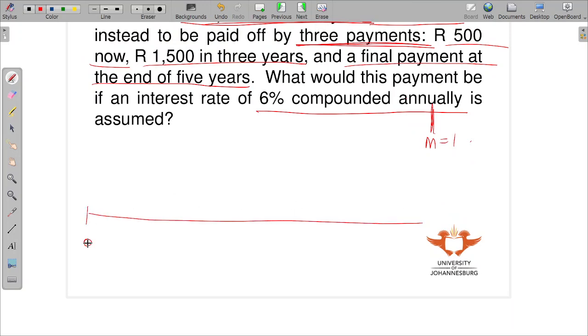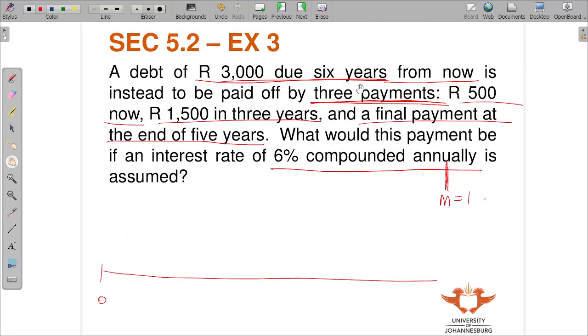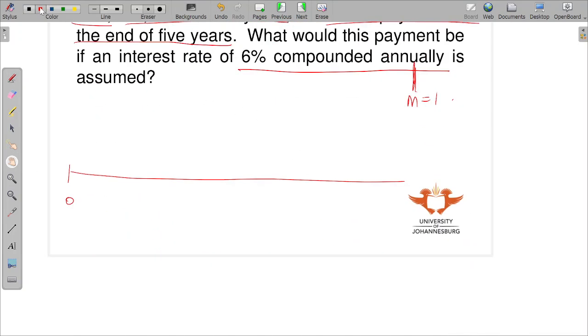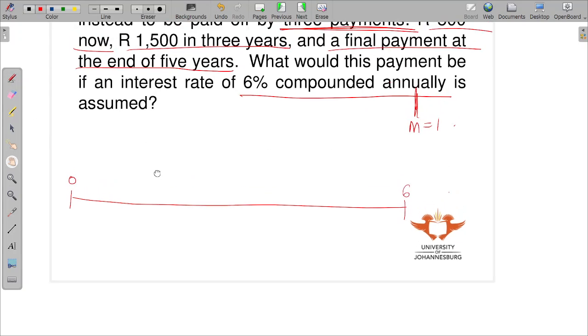From 0 to 6. So this is my 6. I always like you to write the time or the year on top. So this will now be 6. Please take note of that.